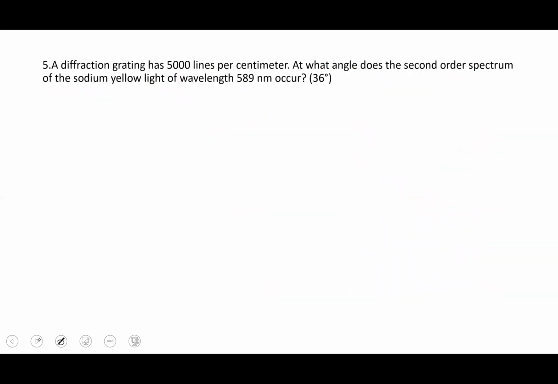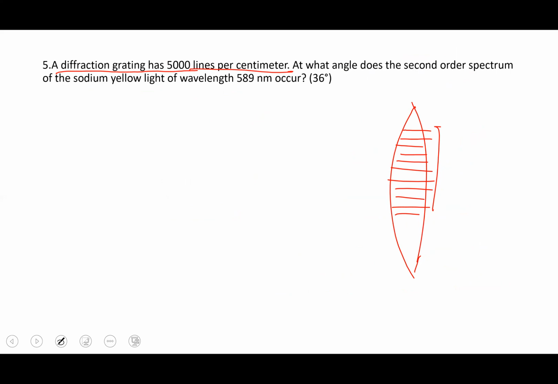Question number 5 says a diffraction grating has 5,000 lines per centimeter. Let's assume a lens that has a grating, that means small slits in it, 5,000 lines per centimeter. That means in 1 centimeter there are 5,000 slits. At what angle does the second order spectrum of sodium yellow light of wavelength 589 nanometers occur? That means we have to find the value of theta, the angle at which the spectrum of yellow light will occur.